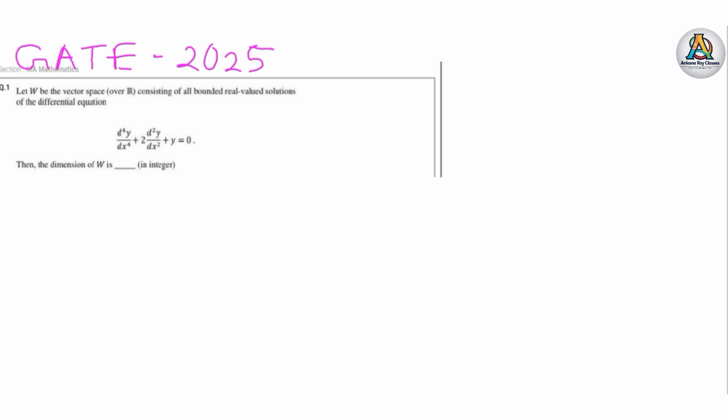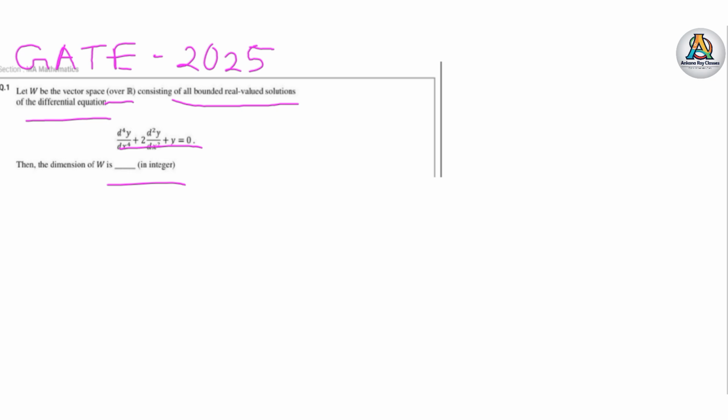The question says: let W be the vector space over R, the set of all real numbers, consisting of all bounded real valued solutions of the fourth order differential equation. Then what is the dimension of W?